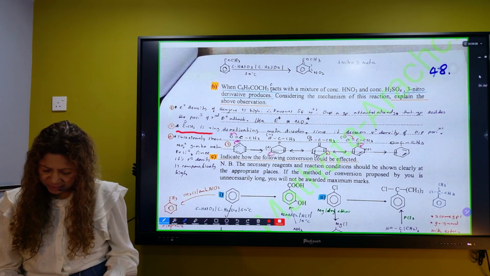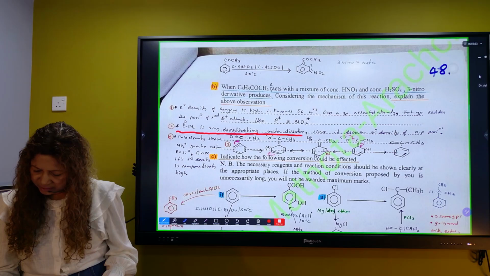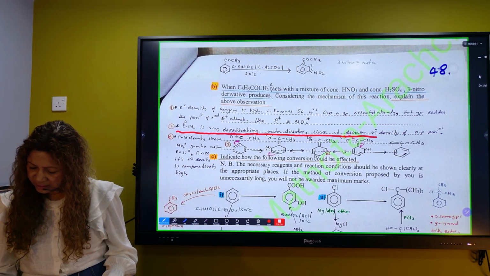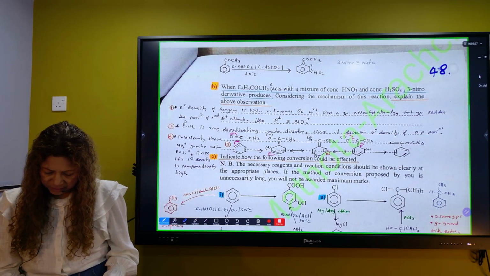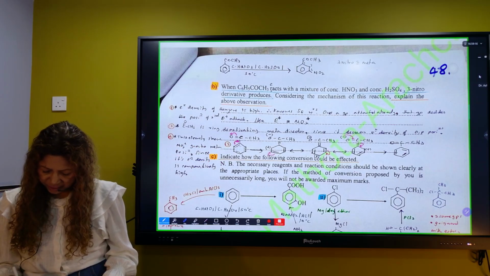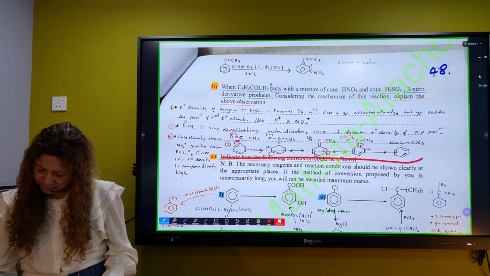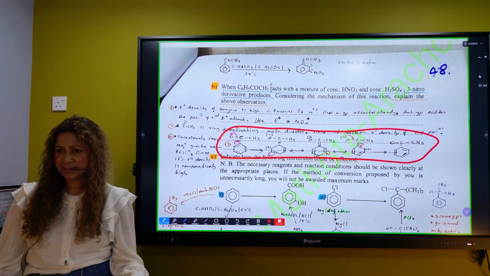COCH3 is ring deactivating meta-director since it decreases electron density of both ortho and para positions. This clearly shows NO2 plus goes to the meta position since its electron density is comparatively high. Now I'm not going to stop there, so I'm going to show it with these resonance structures. Okay, you're going to show these as well.